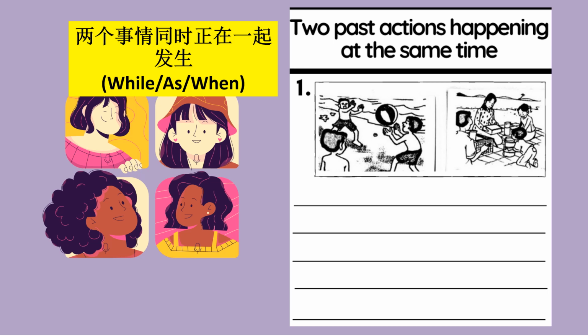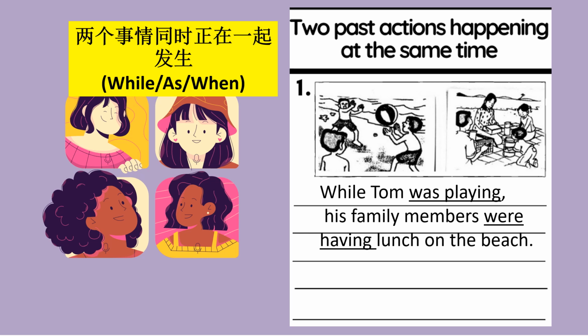Okay, so you look at these 2 pictures. See? So let's say I give a name to this boy. 当 Tom 正在玩的时候，他的家人正在海滩吃午餐。Okay, see, 2 actions happening at the same time. When you write this sentence, you need to use was, were, ing. So the answer: While Tom was playing, his family members were having lunch on the beach.